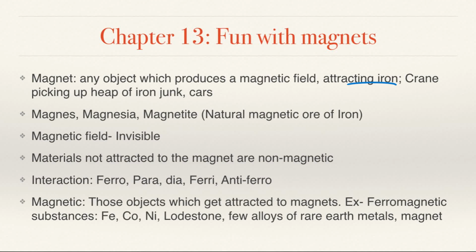For example, you might have seen in a factory that there is a crane. When electricity is passed through it, it converts into a magnet, and then it ends up picking up heaps of iron junk, cars, etc. And that's how we know that it is a magnet.